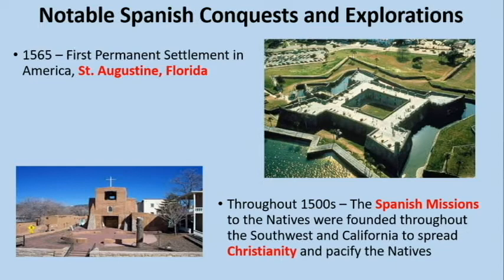Another notable Spanish conquest expedition and accomplishment is the first permanent European settlement in what we now call the United States of America. St. Augustine, Florida, is the first permanent settlement in what is now America, beginning in 1565. Also, during the 1500s, we have the establishment of several Spanish missions to the natives that were founded throughout the Southwest and up and down the California coast, ideally to spread Christianity, but also to pacify the natives by introducing Christianity.